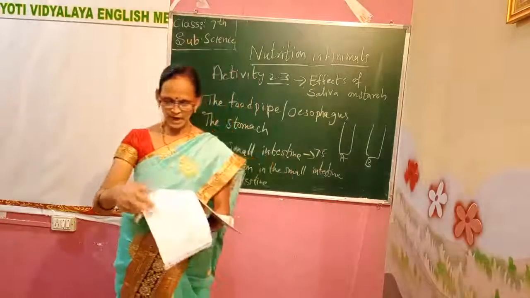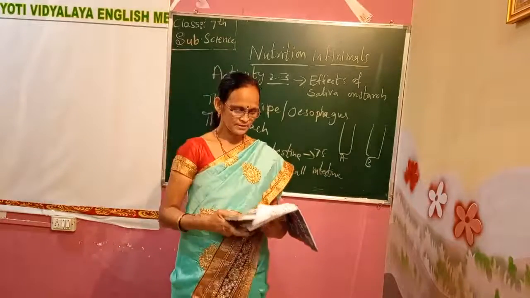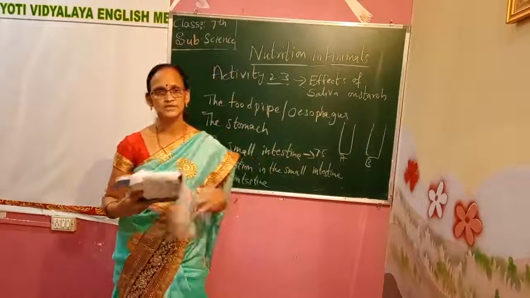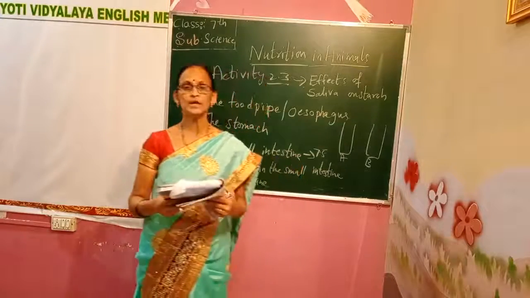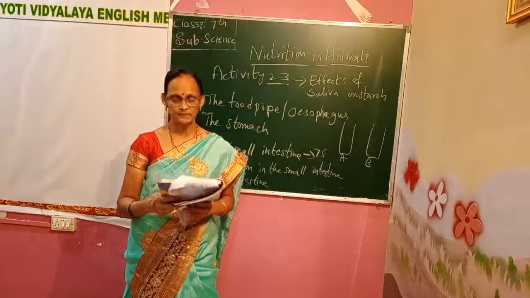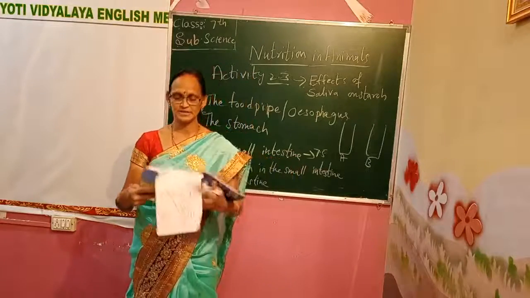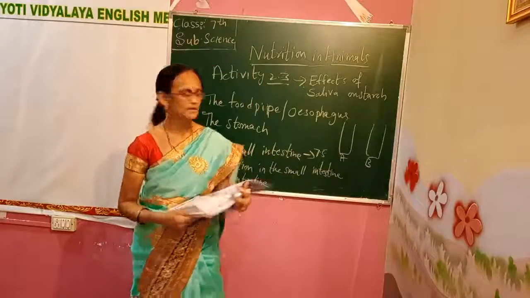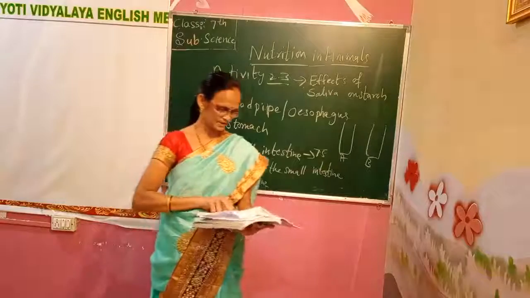And what does the small intestine do? It is receiving the food from the esophagus, and from there it is going to the liver. It is going in the form of reddish color. The small intestine is in red color.